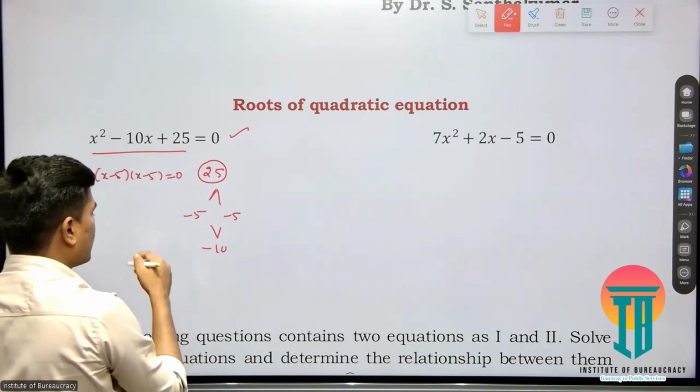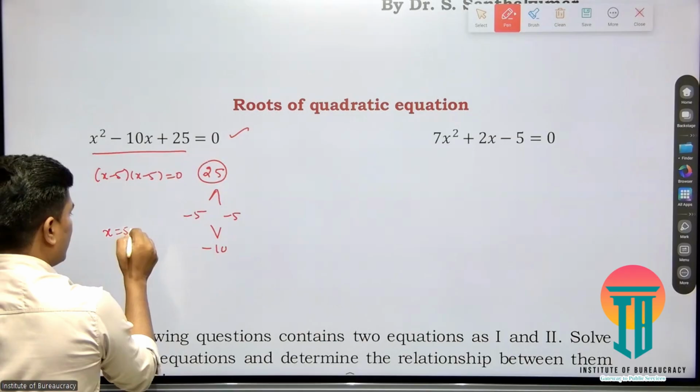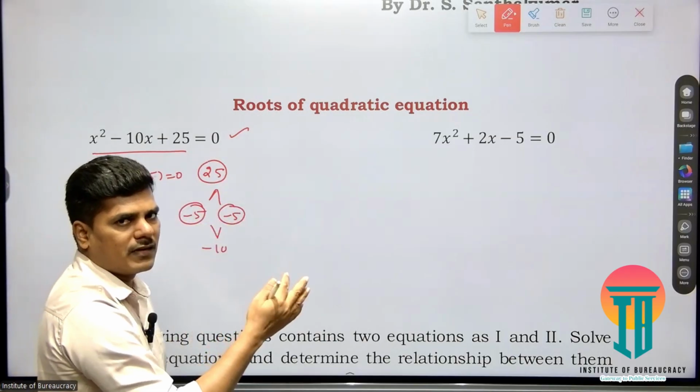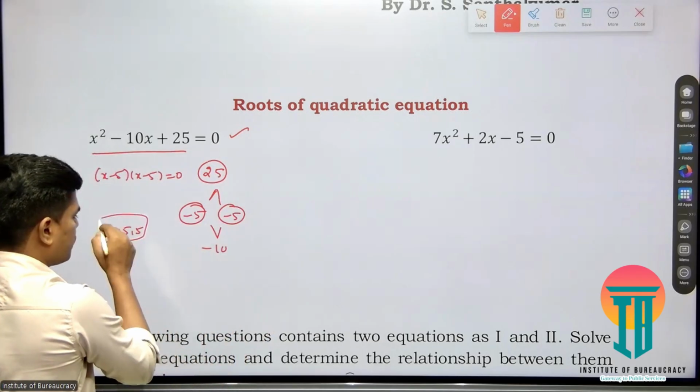But the values of x are going to be what? x is equal to 5, 5. Whatever you get in the factor, just multiply by minus, that is going to be the root.